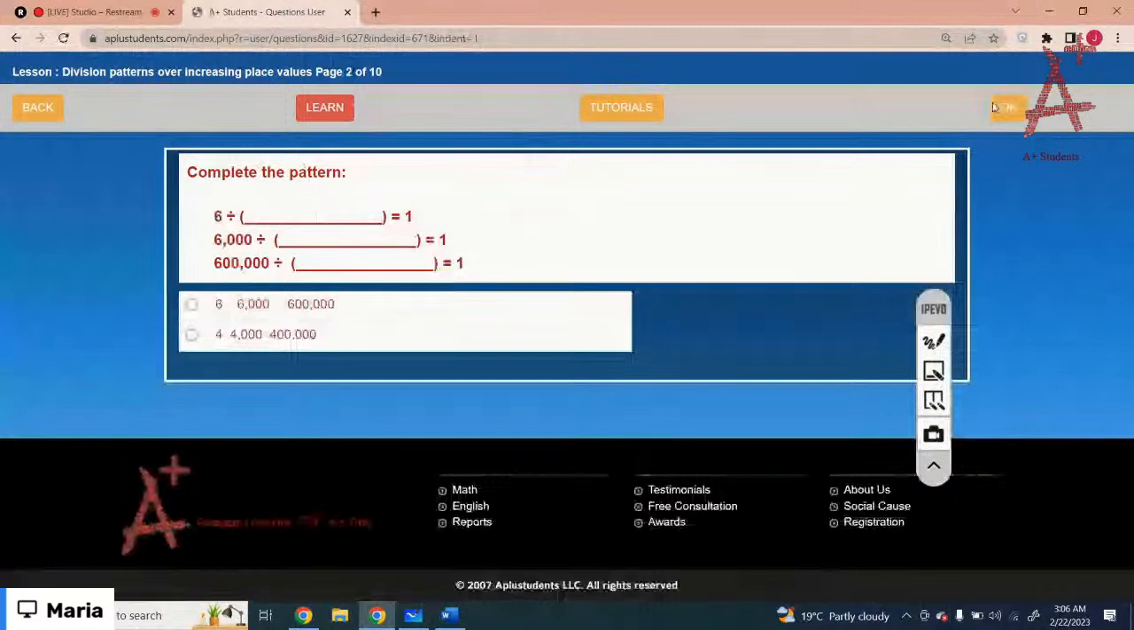Okay, the next one is 6 divided by, or you can look at the options. By looking at the options, it is very easy to find a number. Okay, 6 divided by what number equals 1?